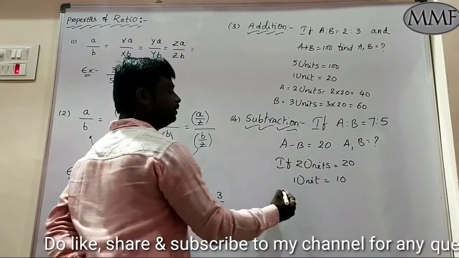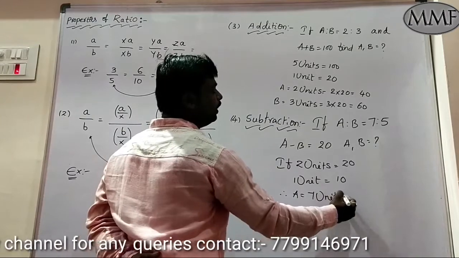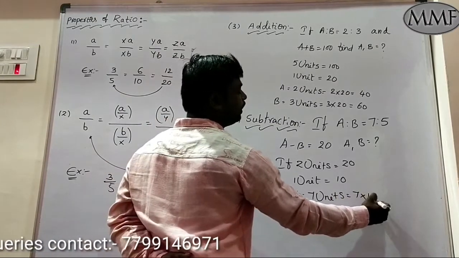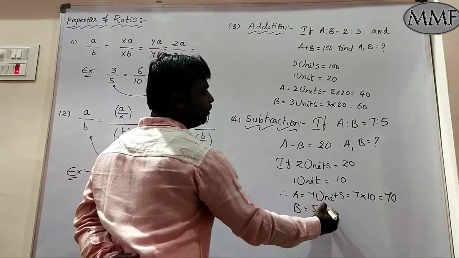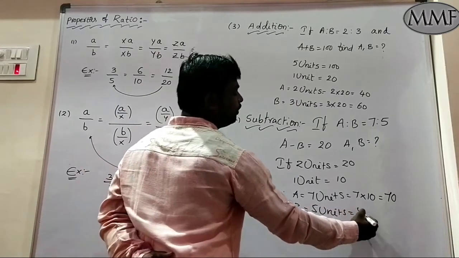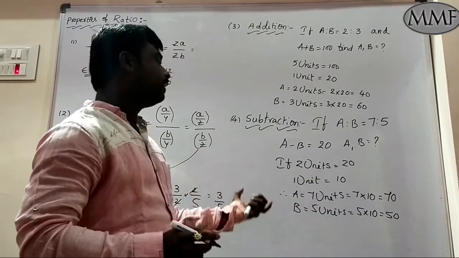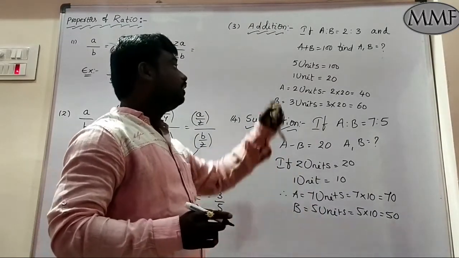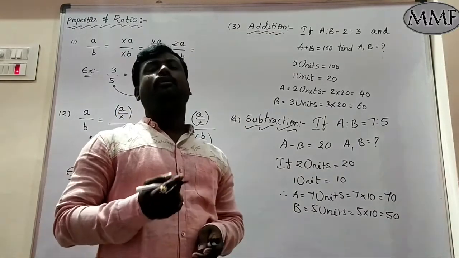Now what will become? So therefore A is equal to 7 units. It is nothing but 7 into 10, which is 70, and again B is equal to 5 units. I can get 5 into 10 is 50. Likewise, we can find all the ratios if they have a sum or difference. Next we will see the product property.